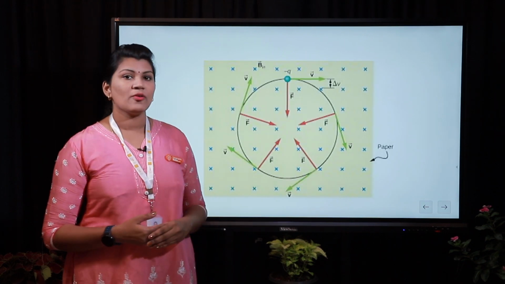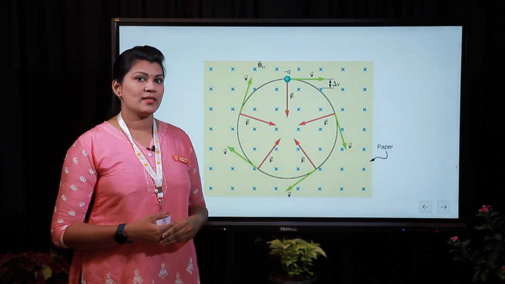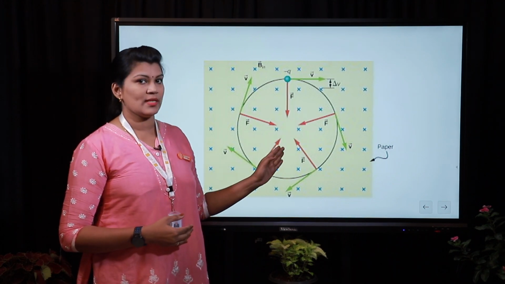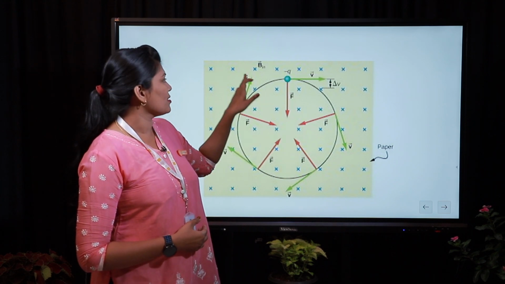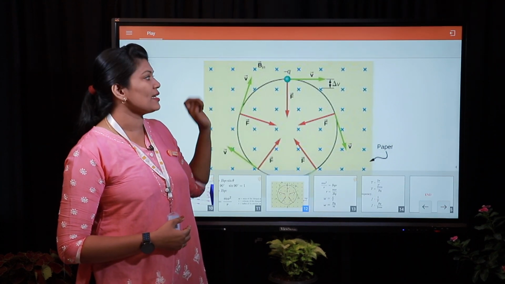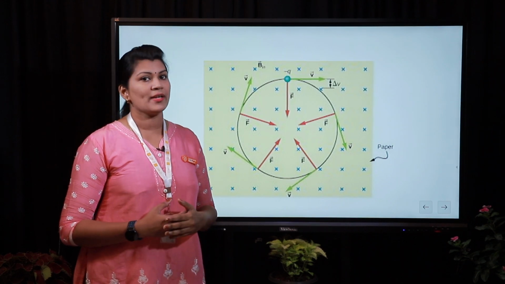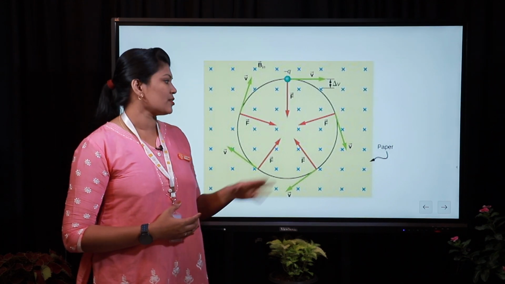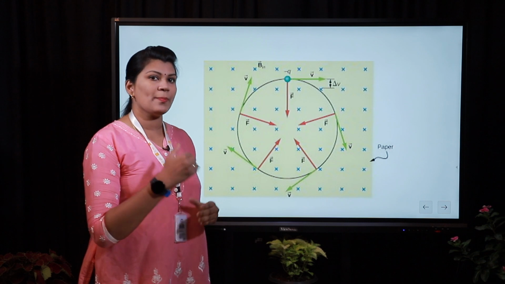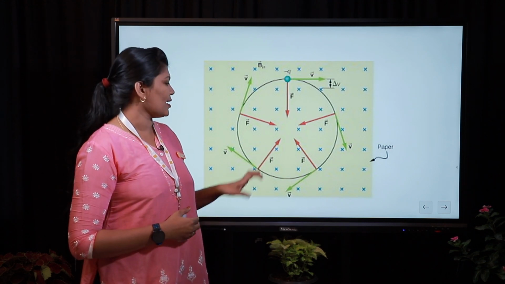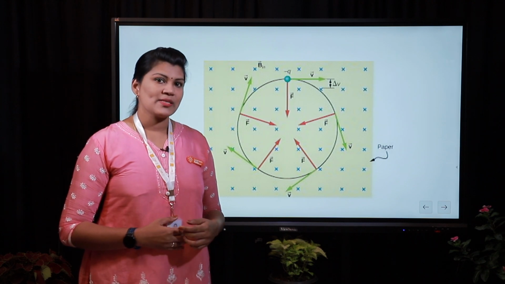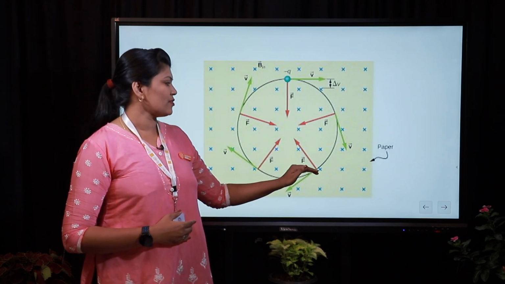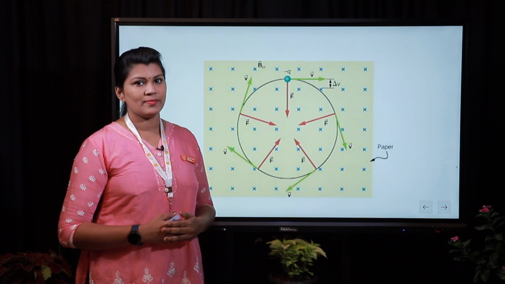This represents the force acting on this charged particle and its direction of motion, that is, its trajectory, which is a circular path. Here we can see that the cross signs indicate the direction of the uniform magnetic field, and it is directed into the paper. The red lines indicate the force, that is the Lorentz force, and it also represents the centripetal force, which will be acting towards the center.